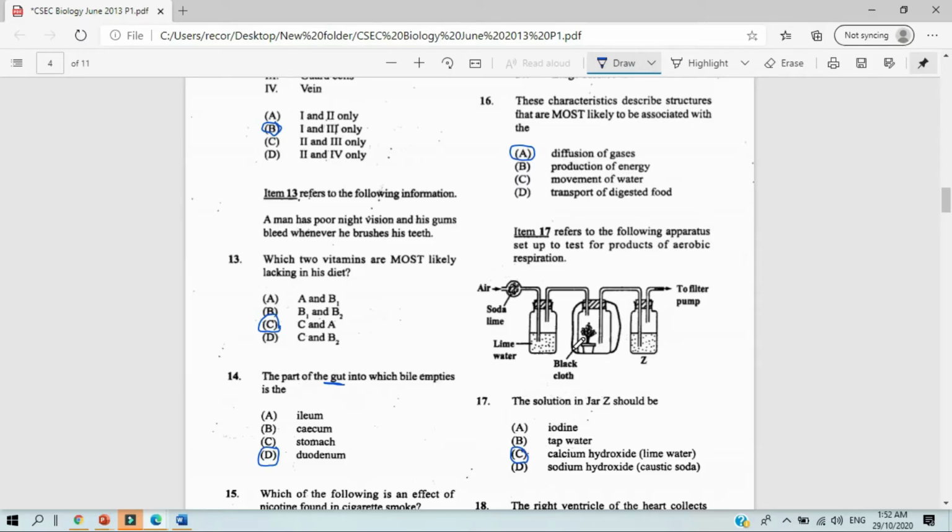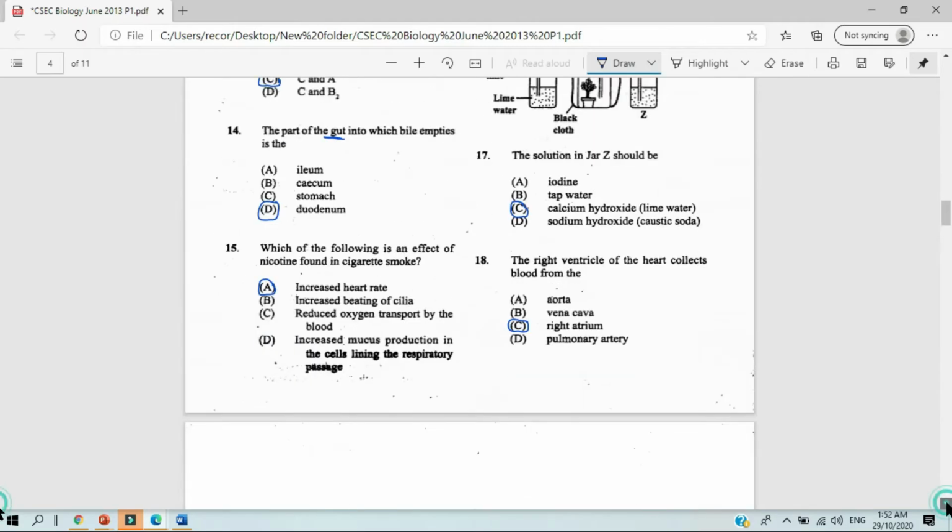If you observe here, there is a black cloth around this jar and there's a plant in it. So this prevents photosynthesis from taking place because there is no light. However, respiration is still taking place, so of course we would expect some carbon dioxide to be given off, and as such it would come in this jar. So we are looking to see if carbon dioxide is present, then it's going to turn this calcium hydroxide or lime water milky. So our answer there is C. Answer for 17 is C.